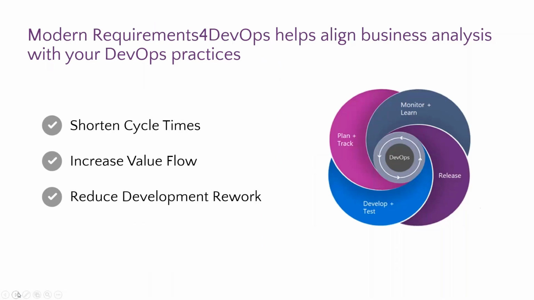We share the 3 objectives that are shown on this slide with our clients. And by adding automation to many places in your project lifecycle, we help to shorten your project cycle times. By adding collaboration online in the tool, we help to increase the flow of value. And by adding visuals and reusing your requirements, we help to reduce your development rework.